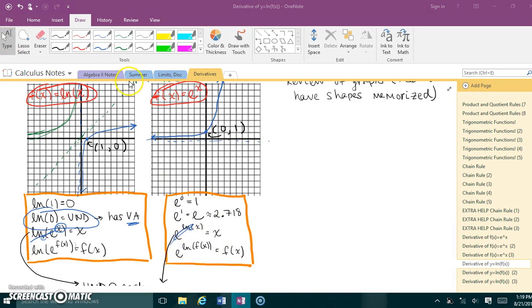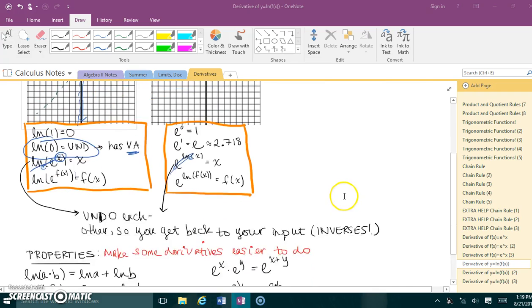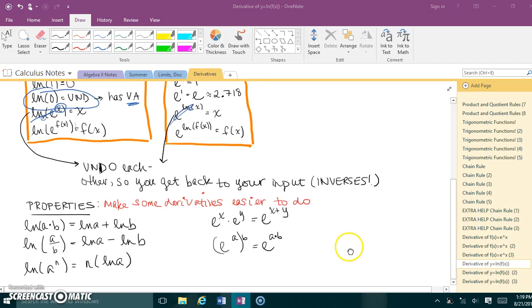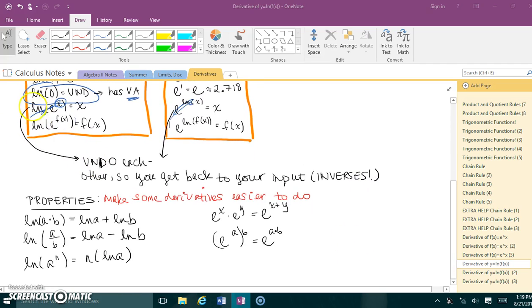So pause the video, make sure you have that all written down there. And then I'm going to show you a few properties that you learned in Algebra 2 that might come in handy whenever you do derivatives. So they can make taking derivatives simpler. And those are here. This is just commenting that these two rules are true because of the inverse property of the two graphs. So they undo each other, inverses.